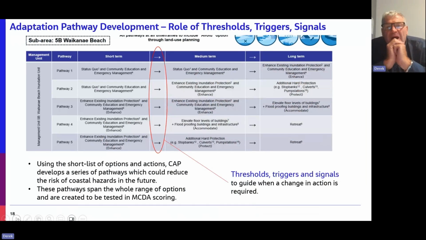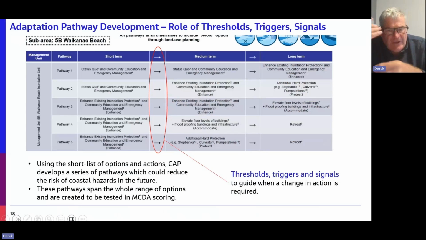Then we've developed a pathway of management, or a number of pathways of potential management, across each of those management units. So this is one for the inundation area at Waitanai, all right? And in those pathways, we've looked at what actions you might take in a short-term time epoch, what you might take in a medium-term epoch, and what you might take in a long-term.